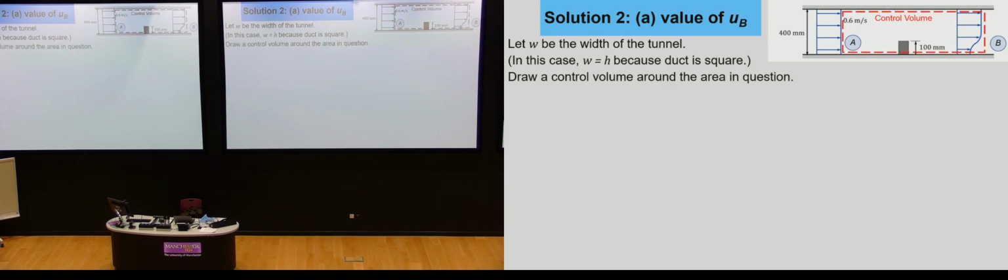So the first thing we do is draw a control volume, in this case around the area that we're interested in. So the area that we're interested in goes from point A here, at the arrival of the uniform inlet flow, to point B here, where we have this wake region. So this is our control volume, and we're going to do all of our analysis in that control volume area.